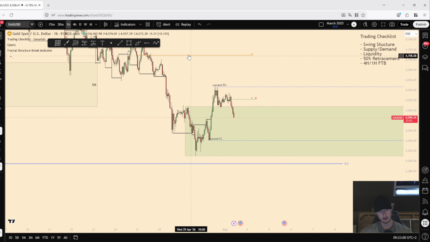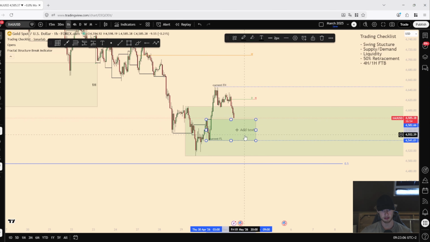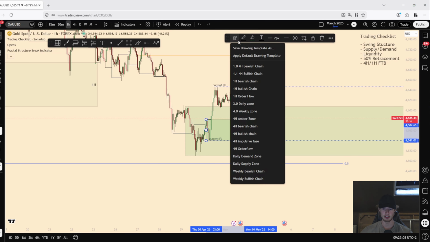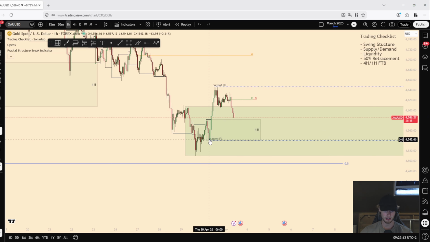As of now, this demand over here is in control. This is the last demand zone that pushed the price up. But as a 1 hour demand zone, it's not really strong for me, because we didn't take out any liquidity with this move to the downside. So yeah, I'm keeping my eyes on gold as well, and just going to wait for some confirmation.